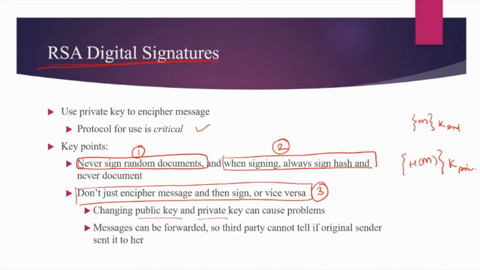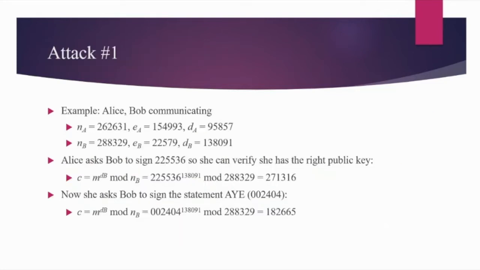With this, it will be very clear to you why these points are quite important, right? So let's have a look at the first possible attack on digital signatures. Now, in this example, Alice and Bob are communicating as usual, and these are the credentials belonging to Alice and Bob.